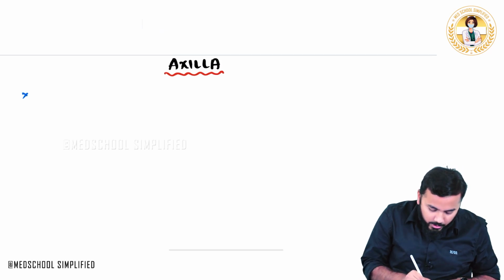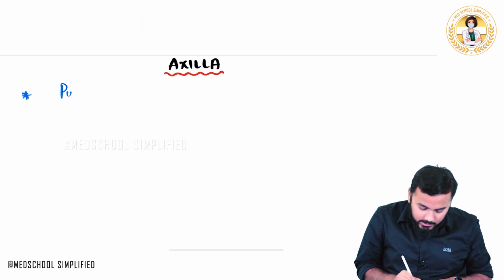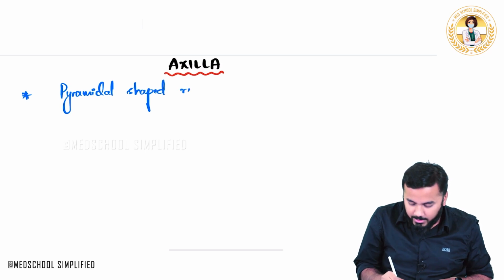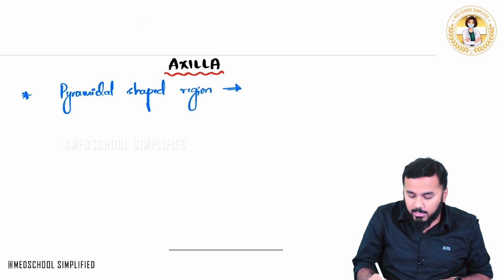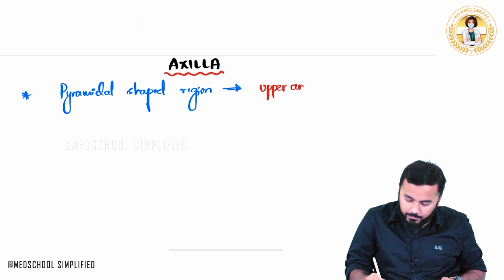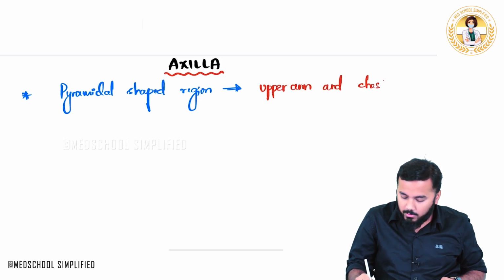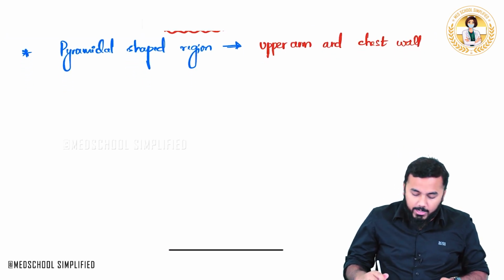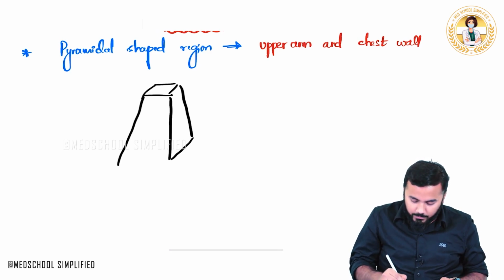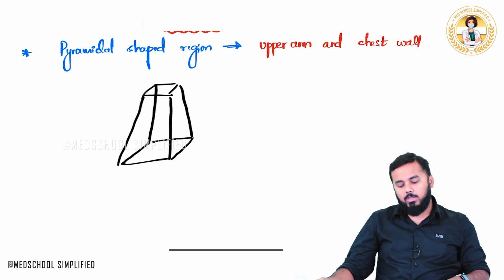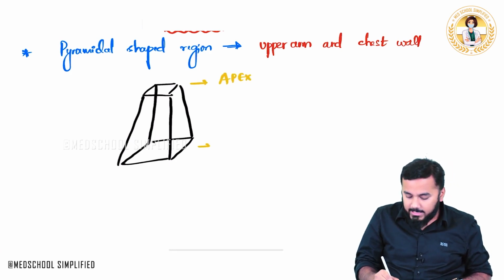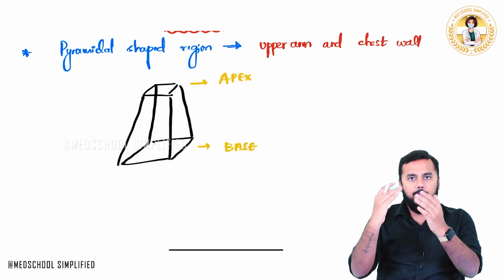Okay. So the first important point I would write is that this axilla is a pyramidal shaped structure or pyramidal shaped region. And where is this pyramidal shaped region? This is present between the upper arm as well as your chest wall, right? Pyramidal shape in the sense somewhat it looks like this. So it is like a pyramid in this way. So this is how the axilla looks, right? This part is called the apex, and this part is called the base.